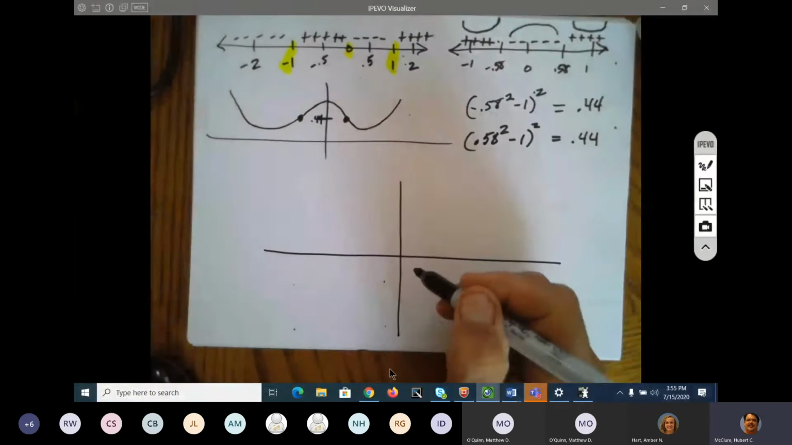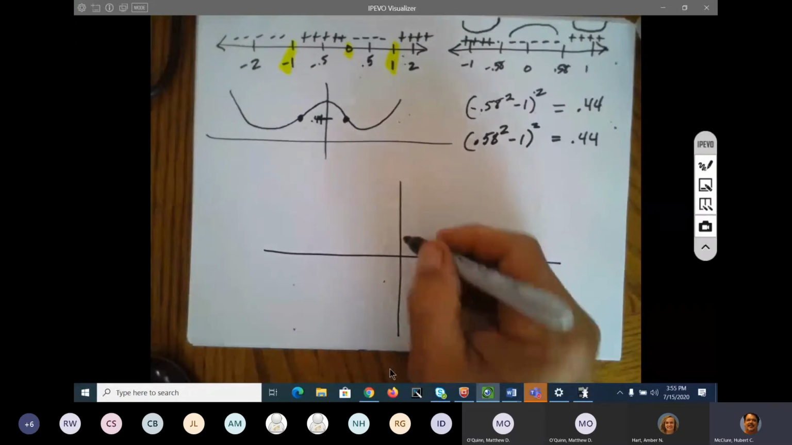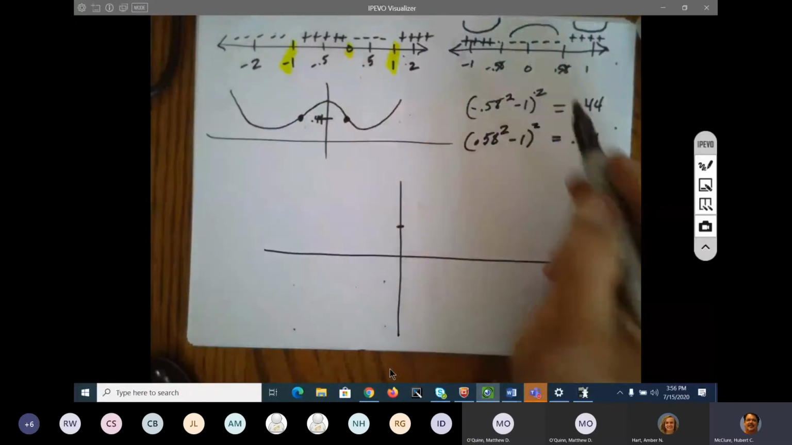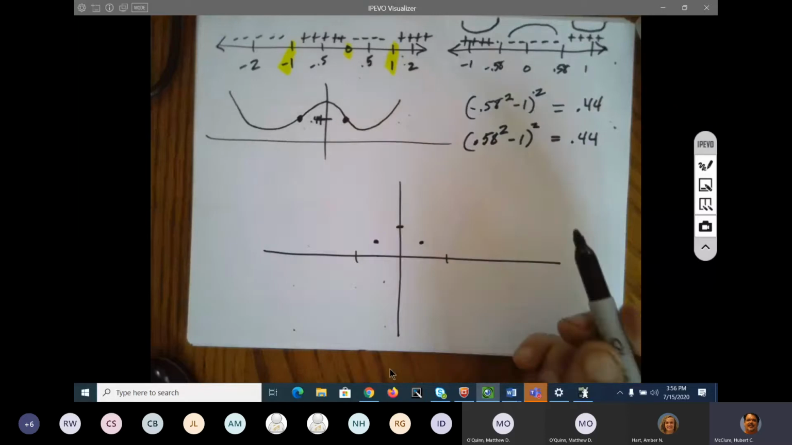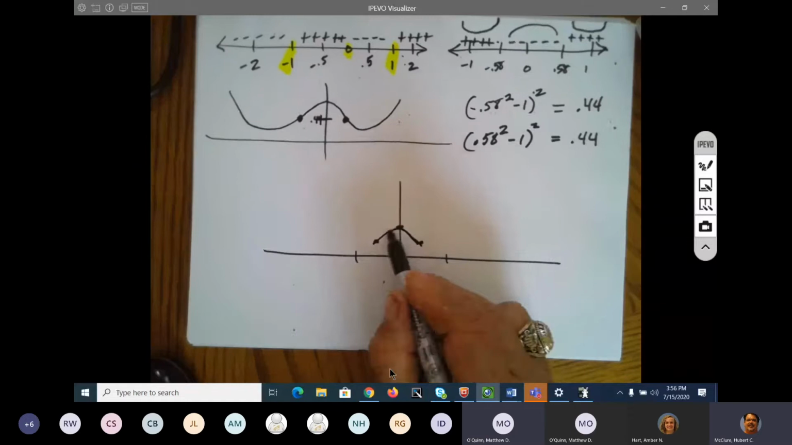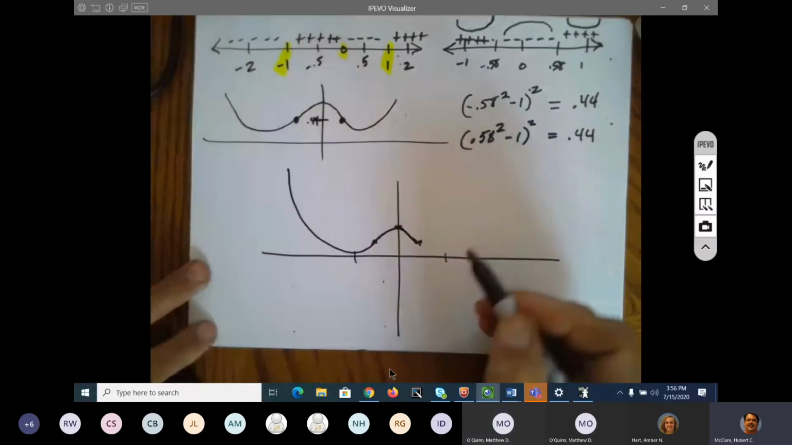I know my y-intercept, if you plug in 0 squared, my y-intercept is going to be 1. We know this point is 0.58. There's 1 and there's 1. 0.58 and 0.44. 0.58 and 0.44. So there's our concave down. And then, of course, I'm just going to draw it like this.